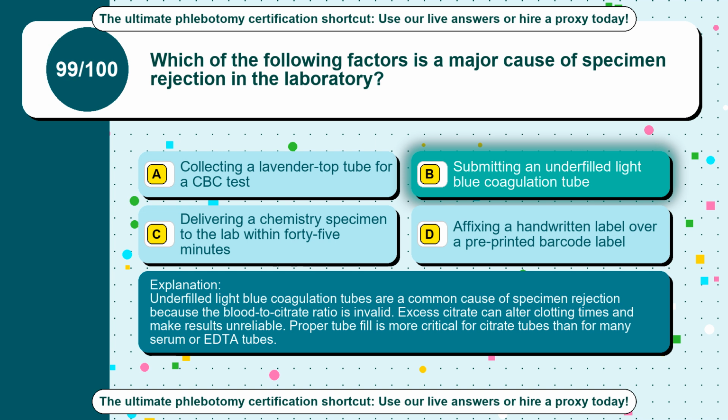Underfilled light blue coagulation tubes are a common cause of specimen rejection because the blood-to-citrate ratio is invalid. Excess citrate can alter clotting times and make results unreliable. Proper tube fill is more critical for citrate tubes than for many serum or EDTA tubes.